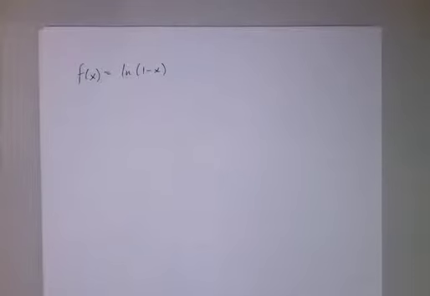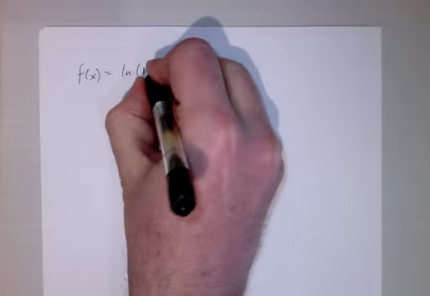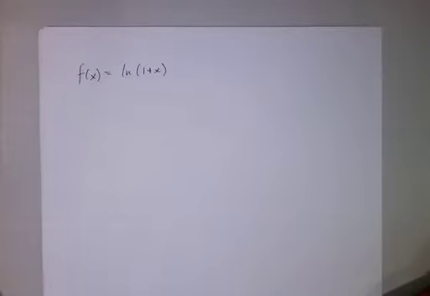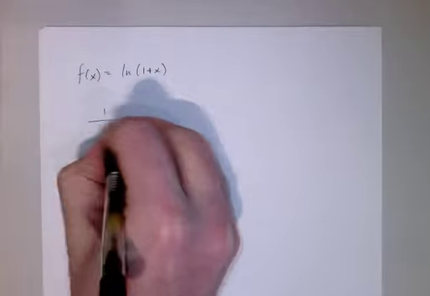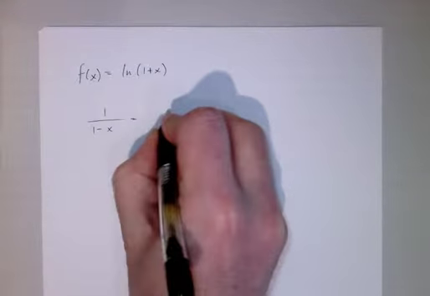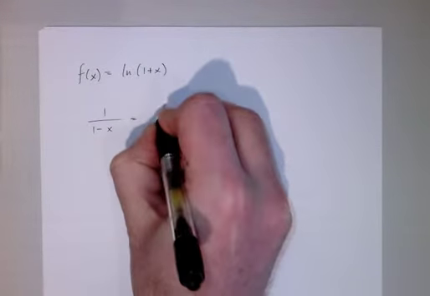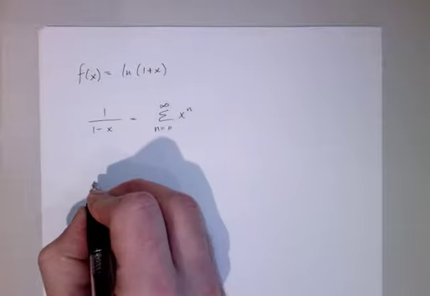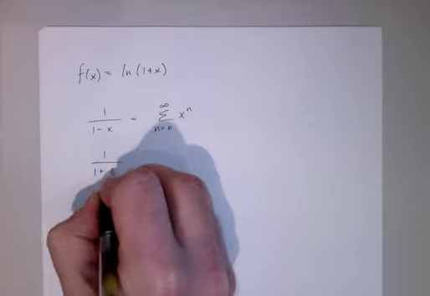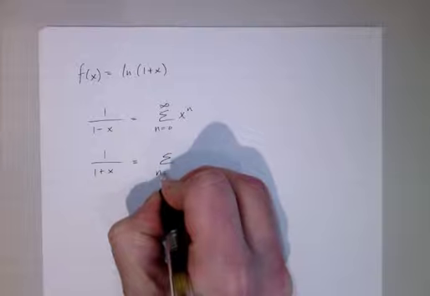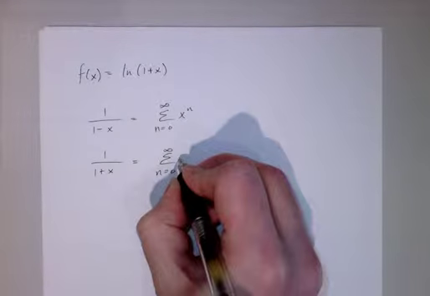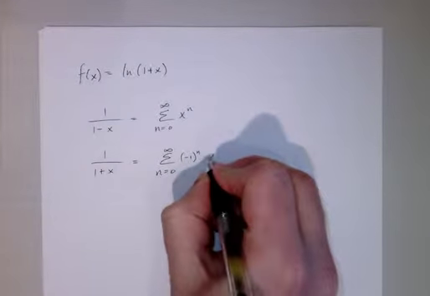Well, I tell you what, let's put that one on hold for a second. Let's actually do 1 plus x. Well, we happen to know that 1 over 1 minus x, as we've seen so many times, is the sum of x to the n. And of course, 1 over 1 plus x is the sum, n equals 0 to infinity, of negative 1 to the n times x to the n.